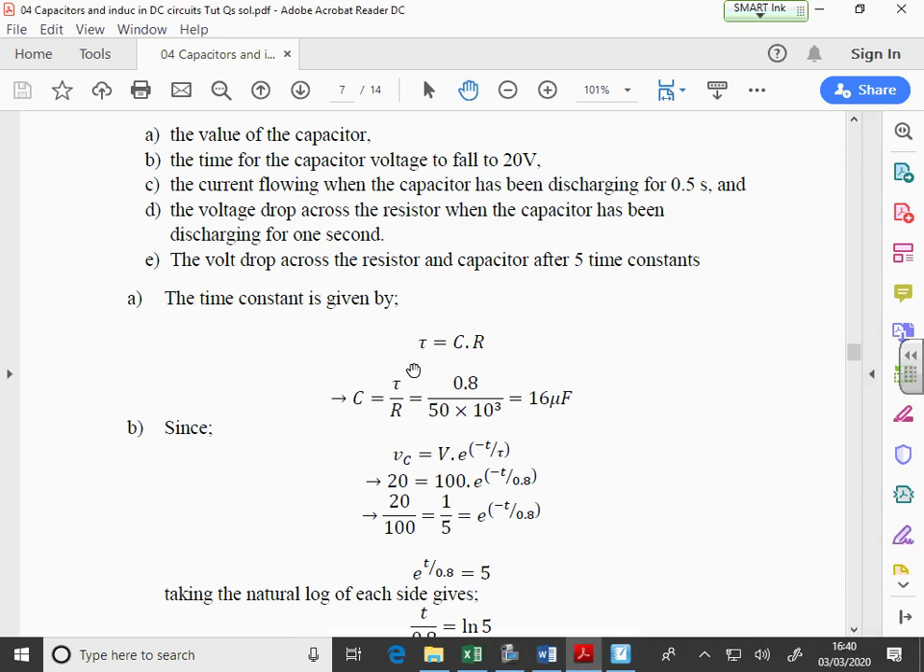Right, because we know that tau is equal to CR, we can rearrange that, divide tau by R, we get 16 microfarads for the capacitor.